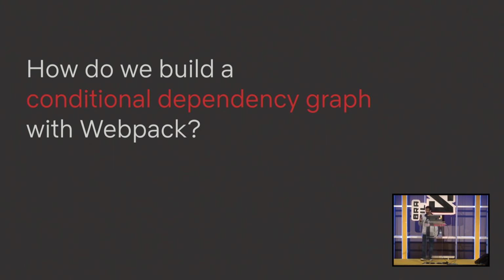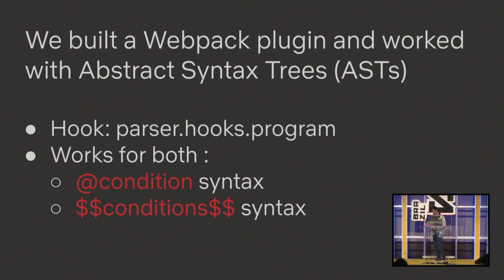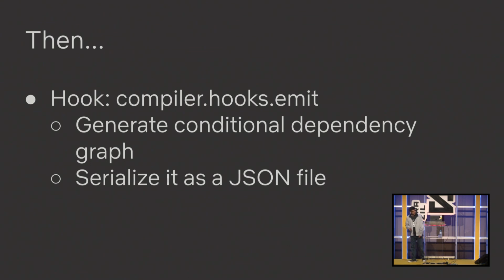So now we understand how we provide conditions. But how do we build this conditional dependency graph with Webpack? Well, the answer is pretty simple. We built our own Webpack plugin. This plugin relies on different Webpack hooks to figure out what needs to be read and what can be ignored. There is this parser.program hook that Webpack has, and it gives you the AST, or abstract syntax tree, for the file that it's reading. Our plugin looks into this AST, figures out if it matches any of the syntax, and maintains the list. The next thing we have to do is serialize all this information. For that, we relied on the emit hook of Webpack, and we just wrote it down into a file.